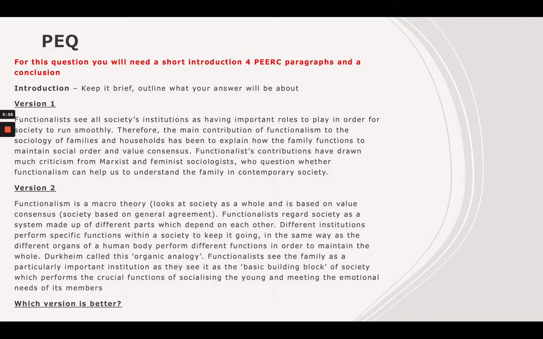Hopefully you've all had a chance to do that. If you said version 1, I would agree. Version 1 really does outline what the answer is going to be about, also bringing in other theories such as Marxism and feminism, and is telling the examiner all the things that you will be touching on throughout your answer. Version 2 is really defining what functionalism is, which is good. However, it's not really outlining the topics that you will be talking about in your answer. So I would definitely go with version 1.